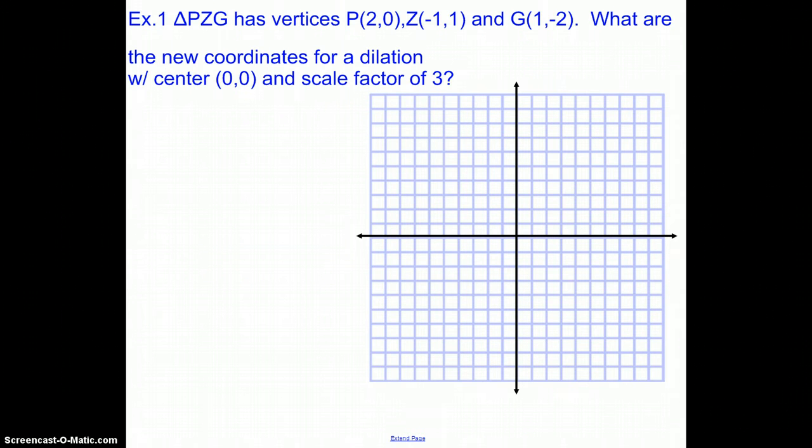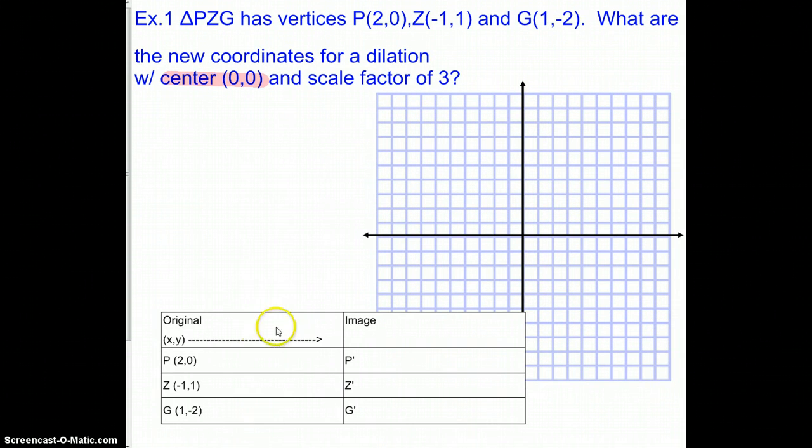First of all, it says that triangle PZG has the vertex of P being 2, 0, Z being -1, 1, and G being 1, -2. What are the new coordinates for a dilation with the center 0, 0, and a scale factor of 3? So first of all, almost all the ones we're going to look at are going to be dilations with the center 0, 0, which means that we're not going to change it in any way as far as what the shape looks like except for its size.